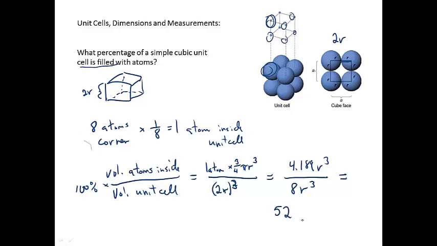So that comes out to 52.4%. So of this cubic unit cell, only 52% is actually filled up with atoms, and the other 48 roughly percent is empty space. And the empty space is essentially the space that's the gaps between the atoms.